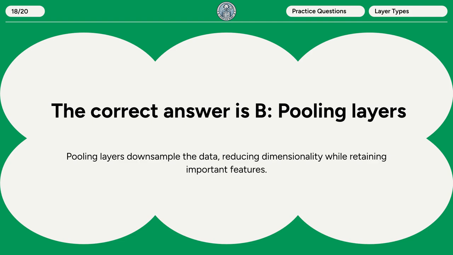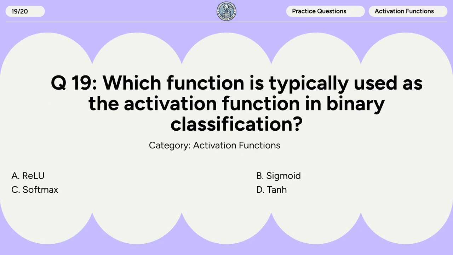Question 19. Which function is typically used as the activation function in binary classification? A. ReLU. B. Sigmoid. C. Softmax. D. tanh.